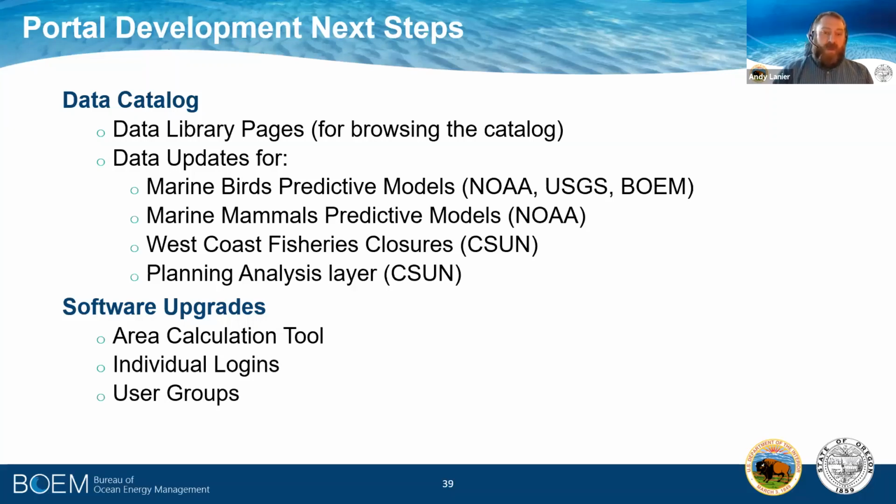And then we are in the development of a planning analysis layer. So using the Bureau of Ocean Energy Management aliquot grids, you'll be able to filter a layer based upon certain criteria like depth or slope or distance from shore, so that different areas on the continental shelf get highlighted depending upon the criteria that you select in a filter.